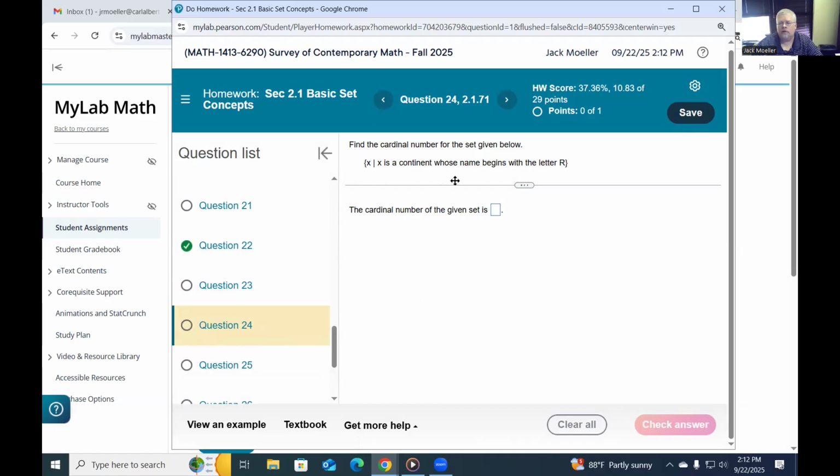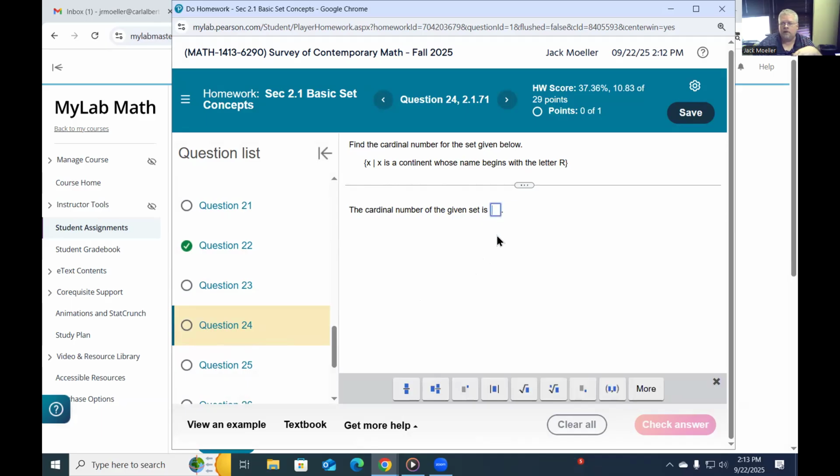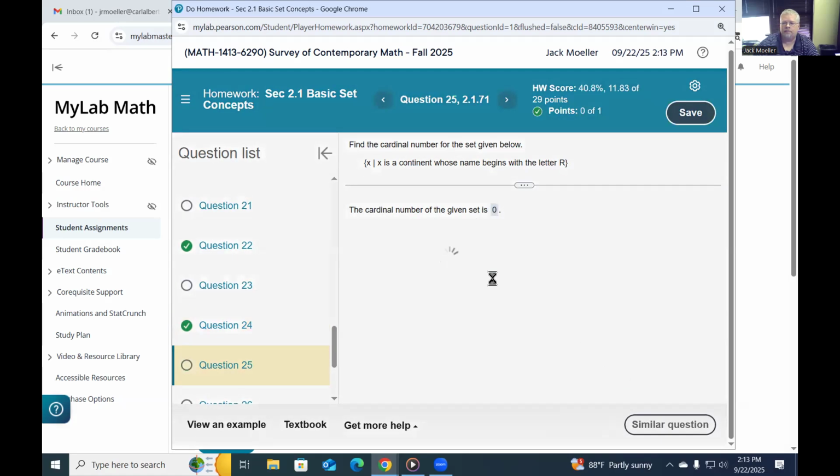All right, find the cardinal number of the set given below. So it's set X, such that X is a continent whose name begins with the letter R. So again, this wouldn't be a good test question. You've got to know geography for this. So I've got North and South America, Australia, Africa, Europe, Asia. I feel like I'm missing something. I'm not thinking of any of them that start with R. So since there's none that start with R, the cardinal number would be 0 because there are no elements in that set.